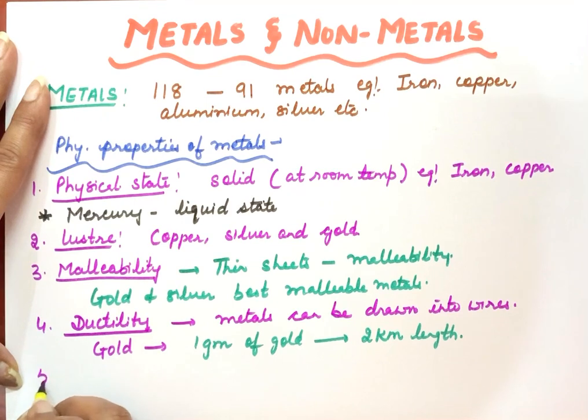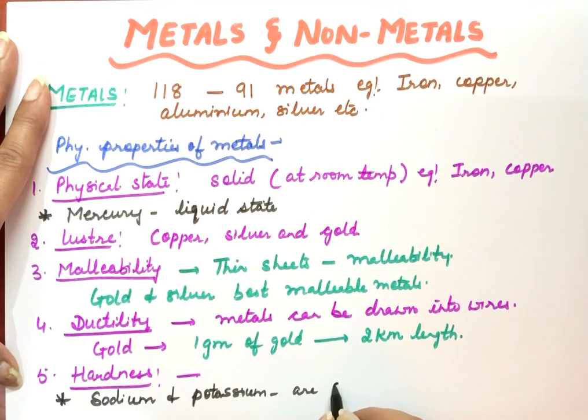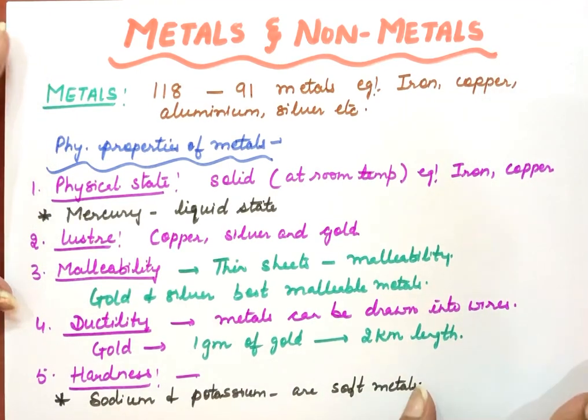After ductility, the next property is hardness. We all know that metals are generally very hard. Iron, copper, zinc, all these metals are very hard and we cannot cut them with a knife. But we have an exception here, sodium and potassium metals. These are very, very soft metals and we can cut them with a knife.